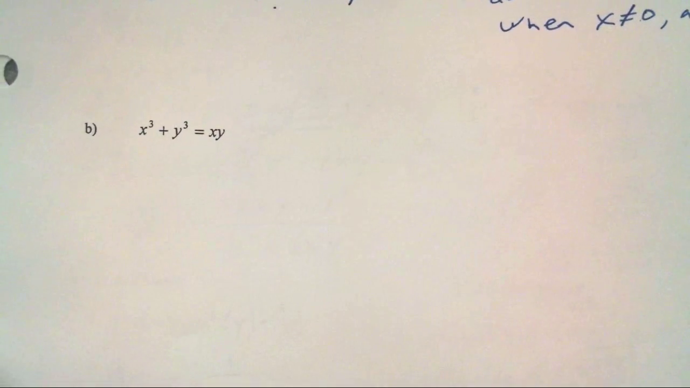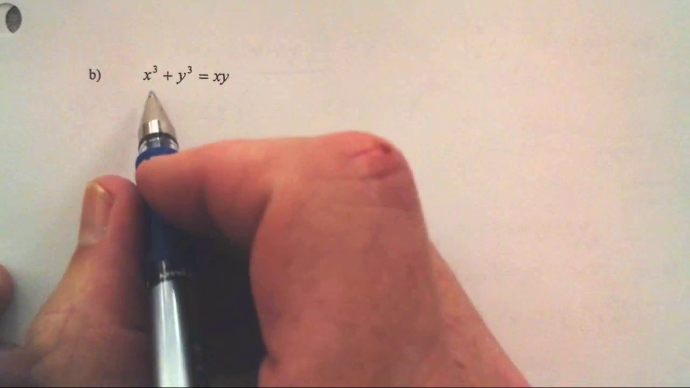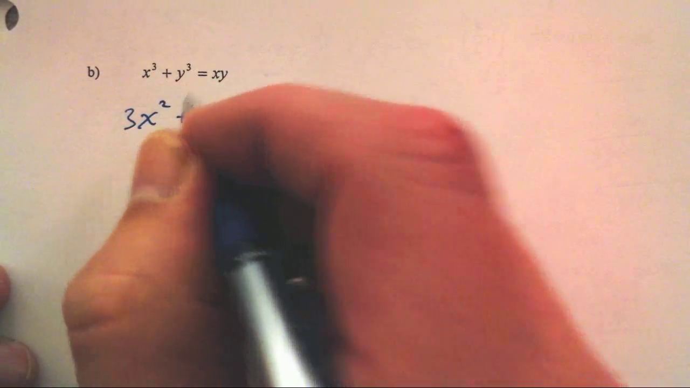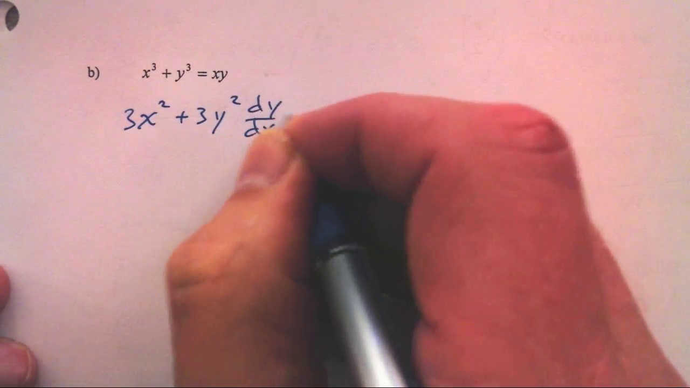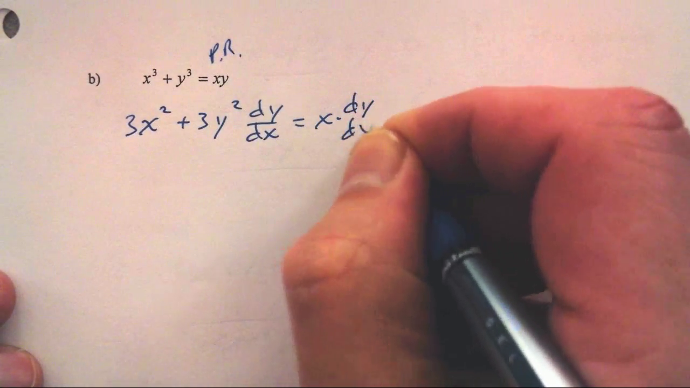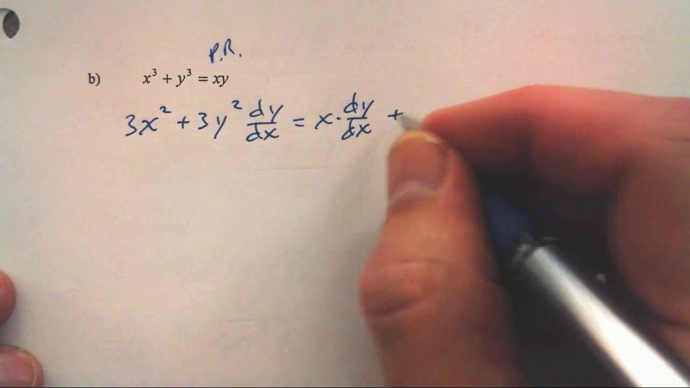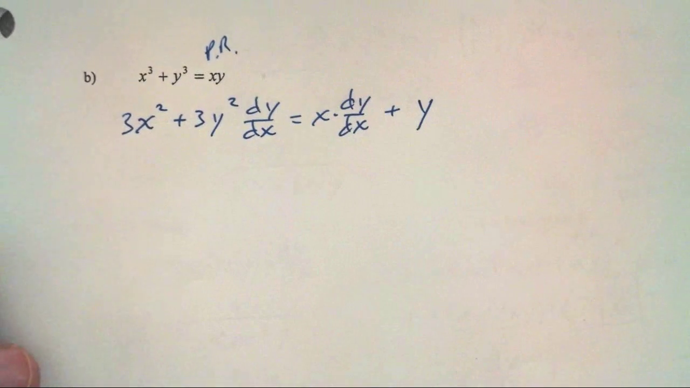Okay, good time to give one a try on your own here. If you want to pause the video, we'll see you back. But I'm going to start it right now. We're going to find our slope formula. So this is derivative of 3x squared plus derivative of 3y squared dy/dx equals product rule. Don't let it get you. First times derivative of second, dy/dx is the derivative of the second factor, plus derivative of first, 1, times the just plain second, y.